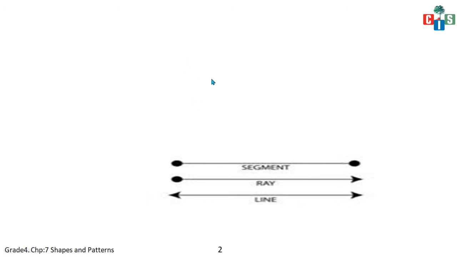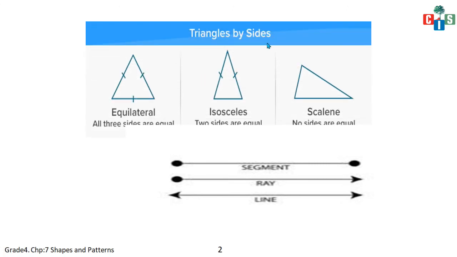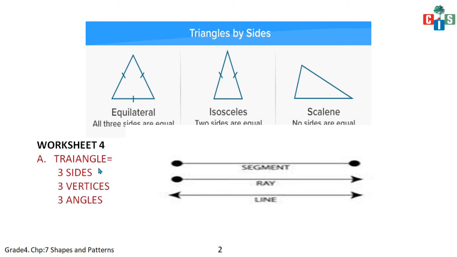This we saw. And then we saw types of triangles, that is equilateral triangle wherein all the 3 sides are equal, isosceles triangle wherein 2 sides are equal, and scalene triangle wherein no sides of the triangle are equal. So depending upon the sides, they are classified as equilateral, isosceles and scalene triangle. This explanation will help you to solve the worksheet.